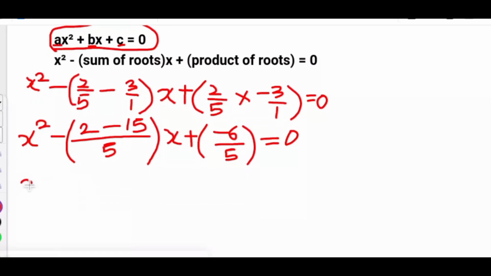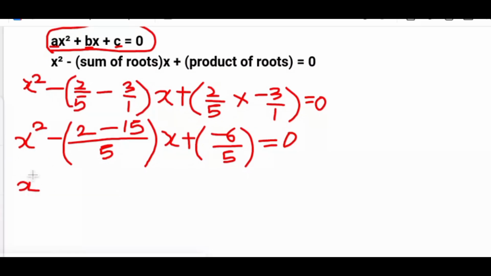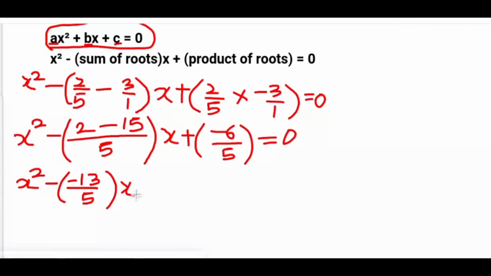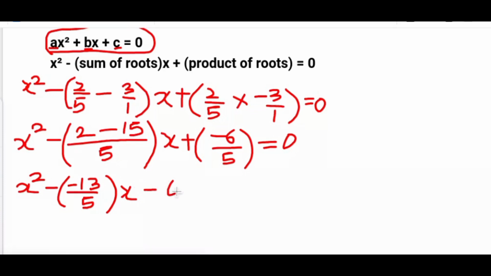Fantastic. So the next thing I'm going to write, just the way I have it here, x squared. Still put my minus sign, the one coming before the bracket, open the bracket here. 2 minus 15 is -13. -13 over 5. Just close the bracket, then x. Take it step by step, do not rush. After now, you might decide to solve in a very fast way, but for now, just follow the steps. So plus times minus is minus, that is -6 over 5.